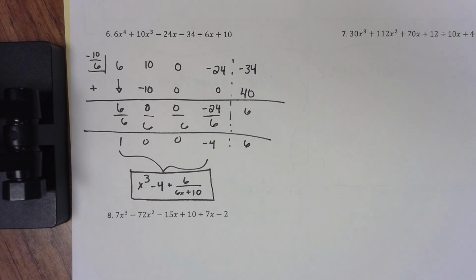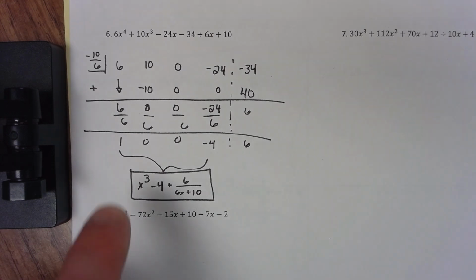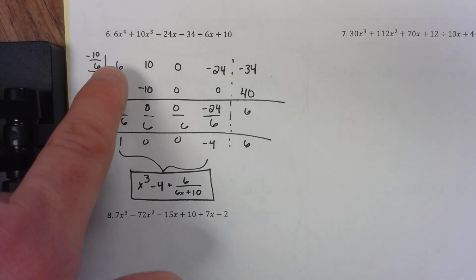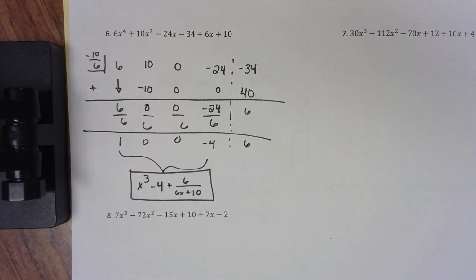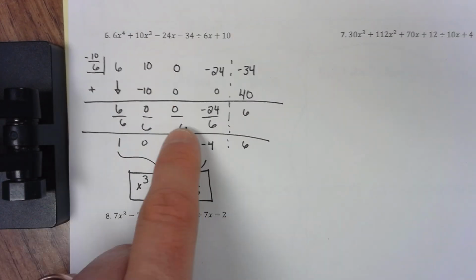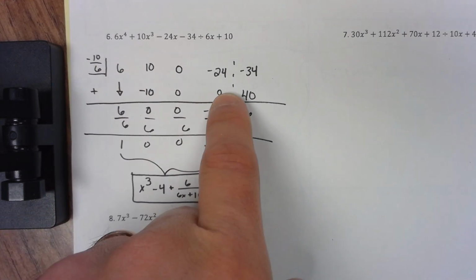Regardless, I bring down the 6. Then again, the quick way to do this without a calculator, I take that 6, divide it first. 6 divided by 6 is 1. Then multiply it by the numerator, and that's how I got negative 10. 10 minus 10 is 0. This 0 needs to be there because we don't have any quadratic terms, so you need a placeholder for the x squared. And when we get these zeros, it makes a couple of those numbers easy. Because 0 times anything is 0. 0 plus 0 is 0. 0 times anything is still 0.